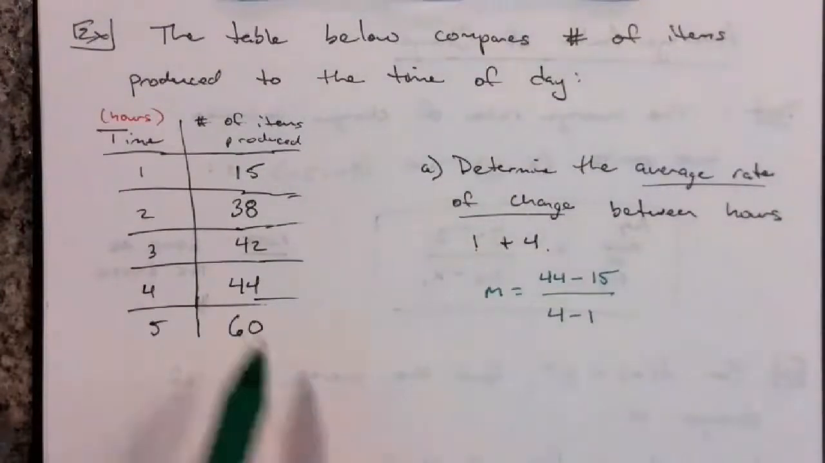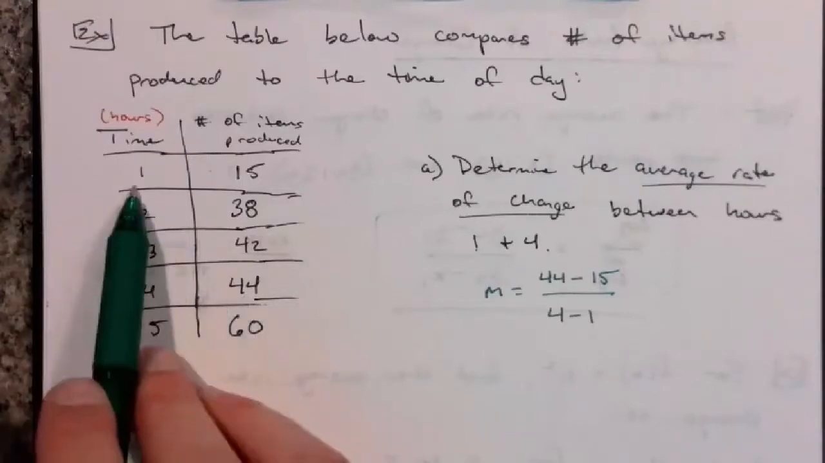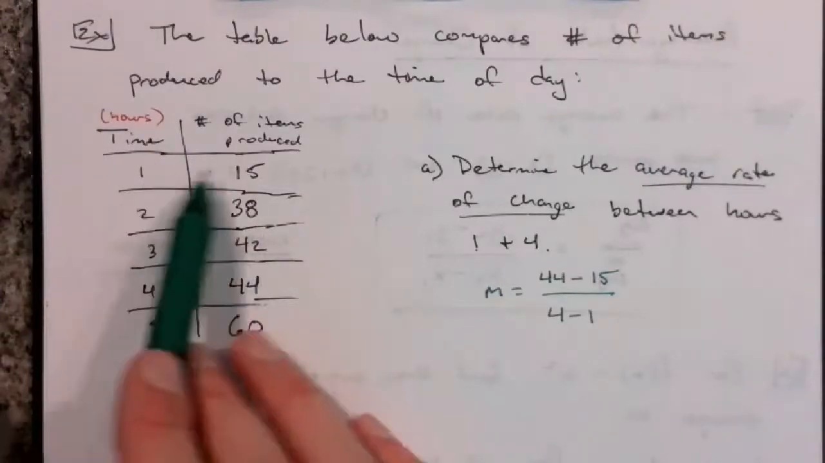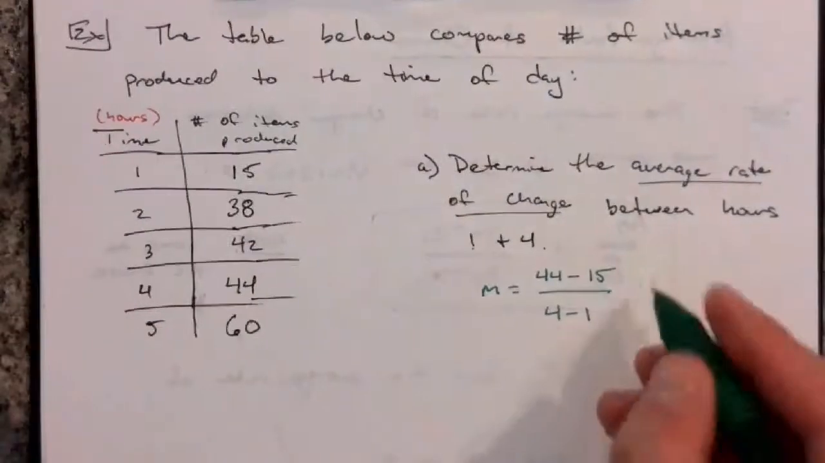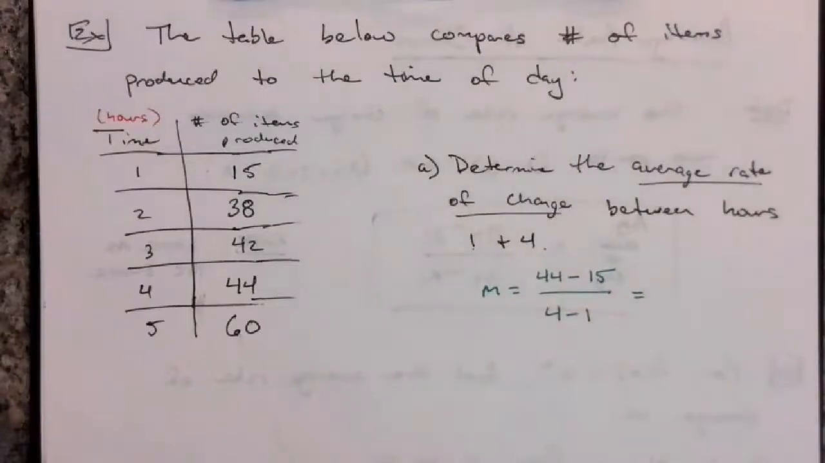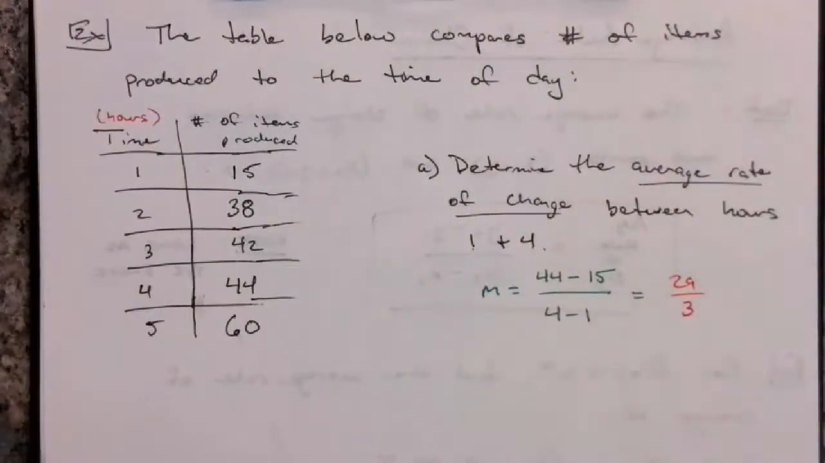minus 1, right? So at 4 hours, 44 items were produced. At 1 hour, 15 were produced. This is like a point x comma y. So 1 comma 15, 4 comma 44. And we're using this to evaluate. 44 minus 15 gives us 29, over 4 minus 1 is 3.